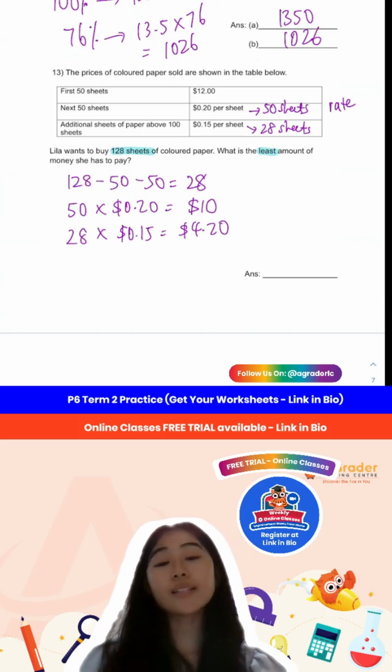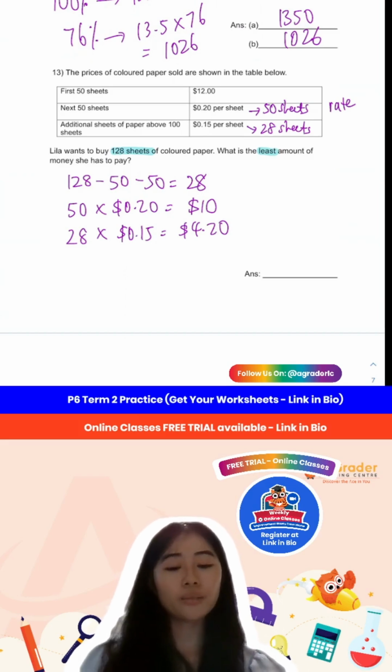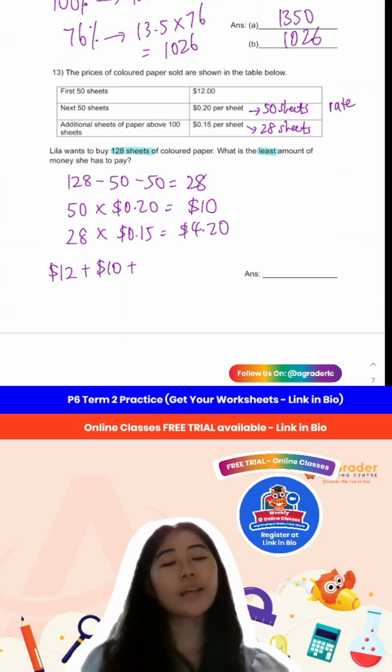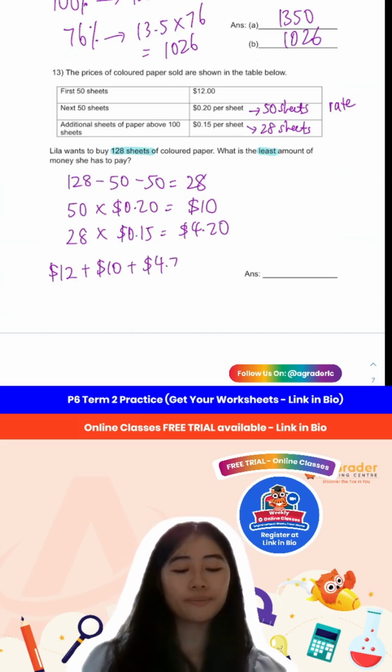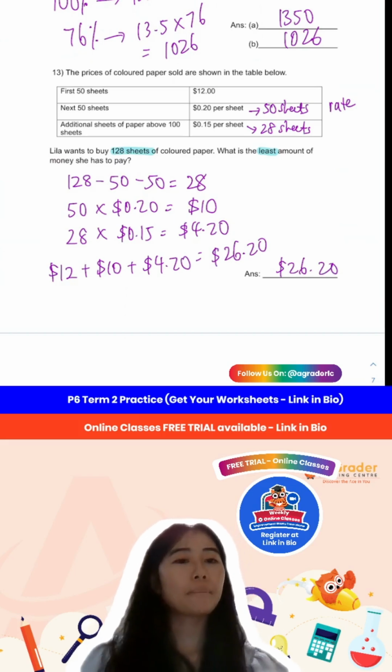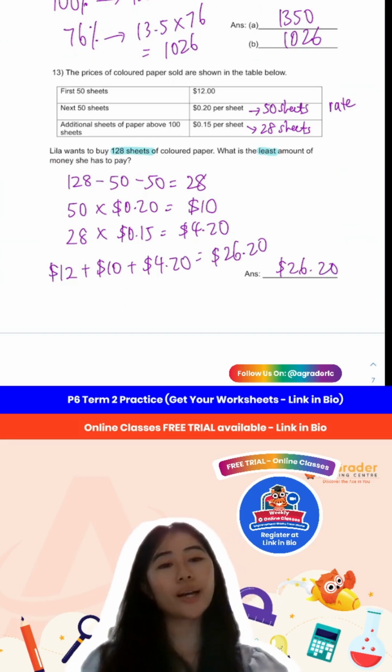Alright, so then the last step is just to add everything together. Your first 50 sheets is $12. Your next 50 sheets is $10. And then your last 28 sheets is 420. So your final answer should be 26.20. Okay, so many of you got the correct answer.